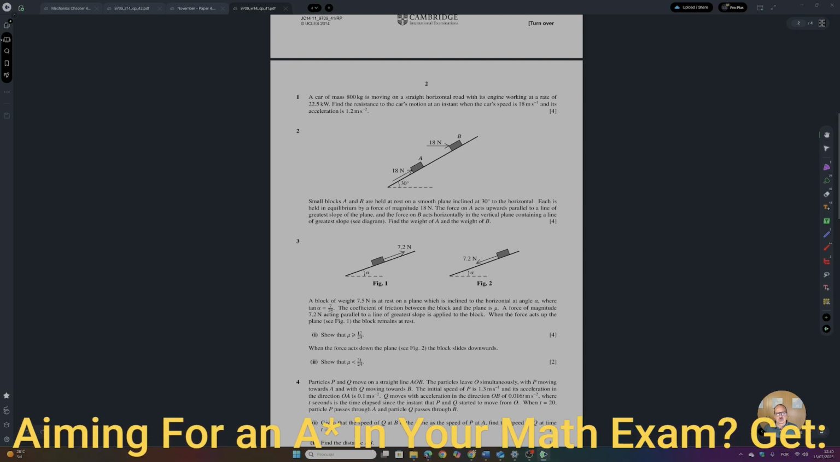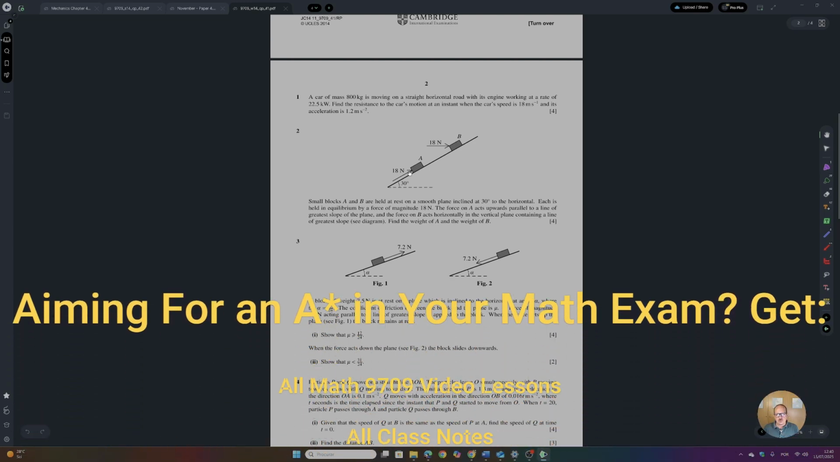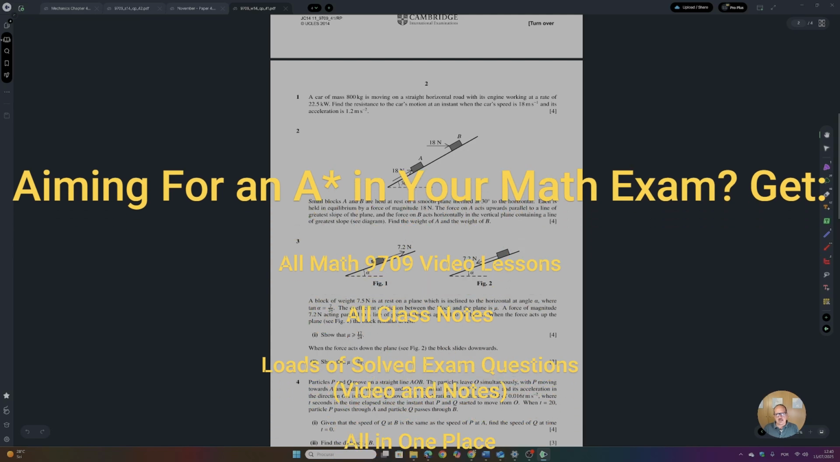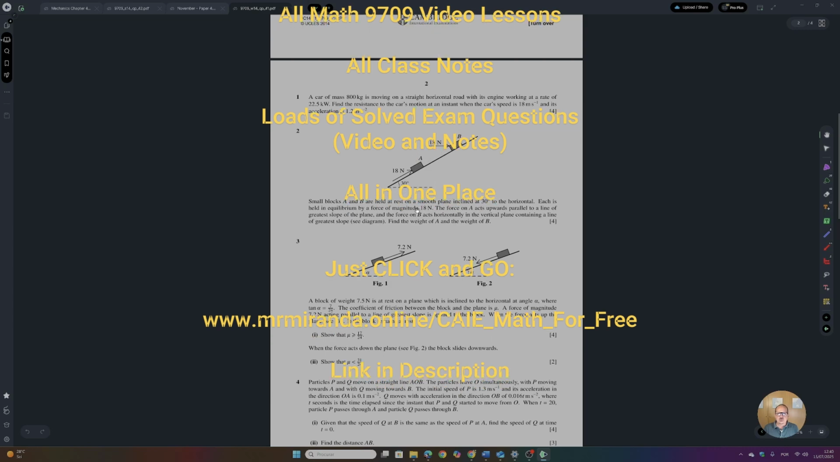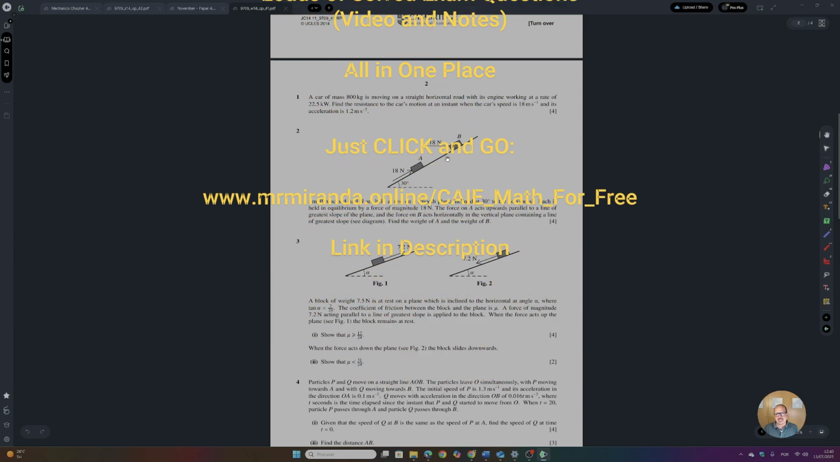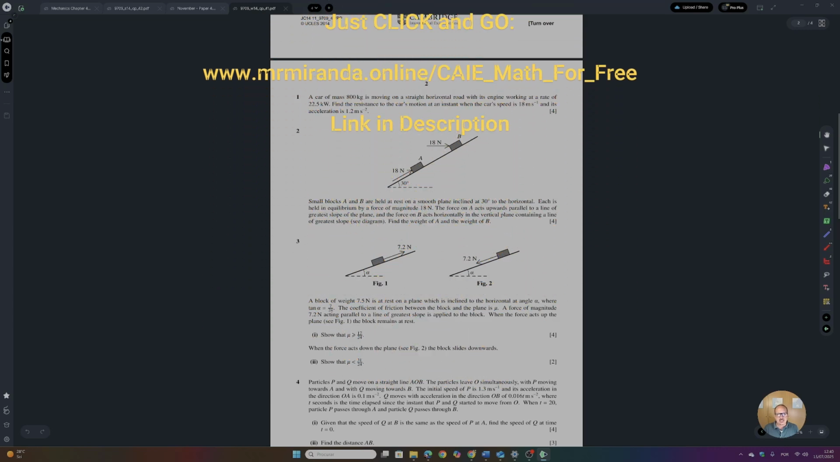Each is held in equilibrium by a force of magnitude 18 newtons. The difference is that the force A acts upwards, parallel to a line of greatest slope of the plane, and the force B acts horizontally in the vertical plane containing a line of greatest slope. Okay? This is horizontal, this is up the slope. The magnitude is the same. Find the weights of A and the weight of B.